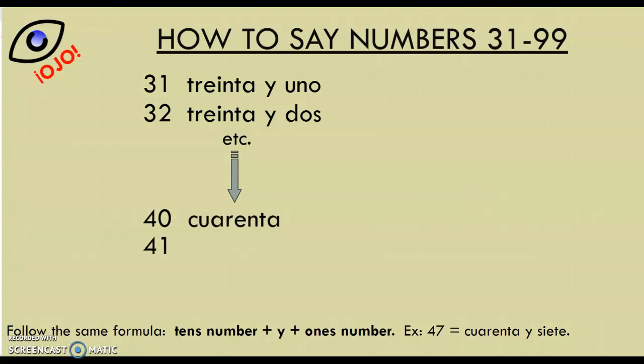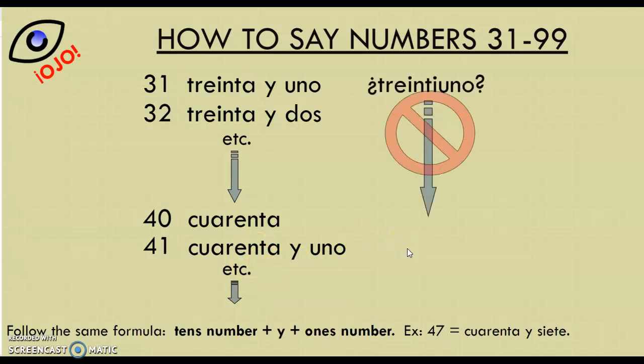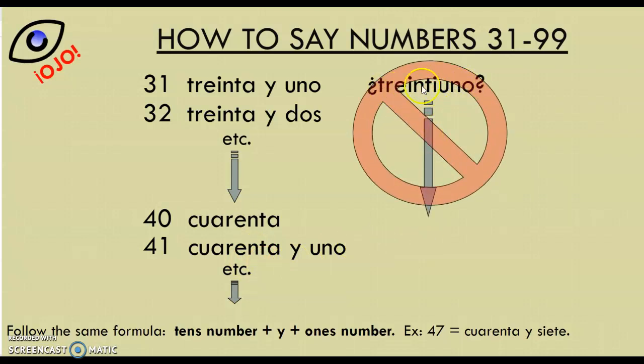40, of course, is 40. To say 41, 40 y uno. Notice, this is the real word for 40. It's not written out 40 or anything like that. This is the real word. Now, don't ever combine the words. Only in the 20s will you do the combinations, but in the 30s and all the way up to 100, you never combine. You always follow this tens number, the word E, and the ones number.